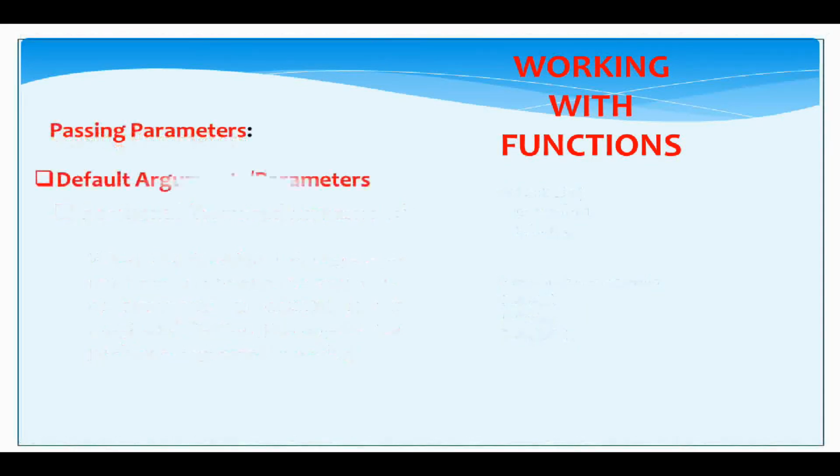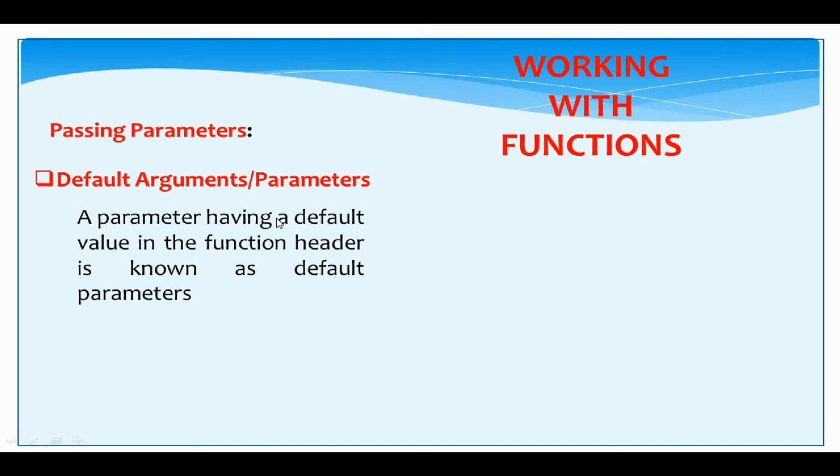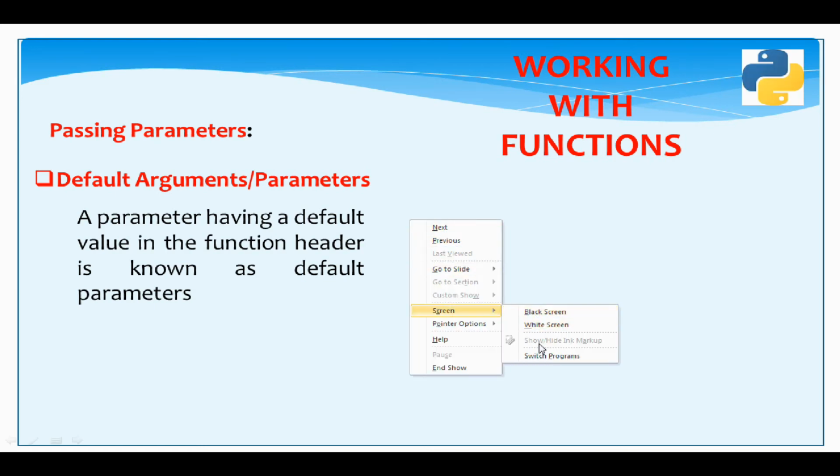Next method of passing the arguments is known as default arguments or default parameters. This is a very useful method in which we are giving the default values to the arguments during the function definition. The advantage of doing this is that even if we do not pass the matching values in the function call to the function definition, then the function itself will take the default values from the function definition and work. Let us see how this occurs through an example.